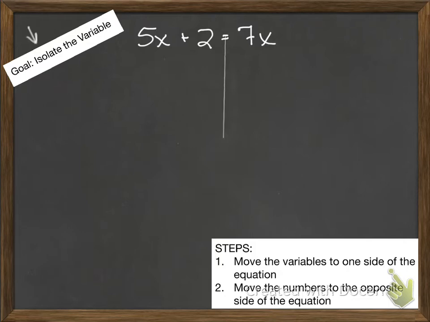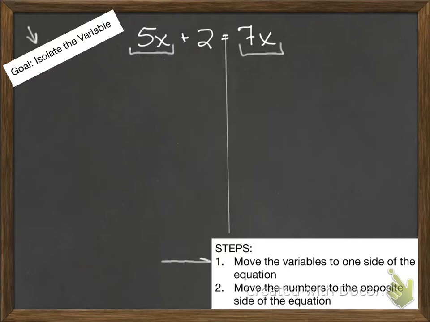So again, we always draw this vertical line so we keep the two sides of our equation straight. Then we ask ourselves, what is being done to the variable and how do we undo it? Well, that's a little bit tricky because we have variables on both sides of the equation. We have a 5x over here and a 7x over here. So how do we proceed? How do we isolate our variable when we have variables in two different places?